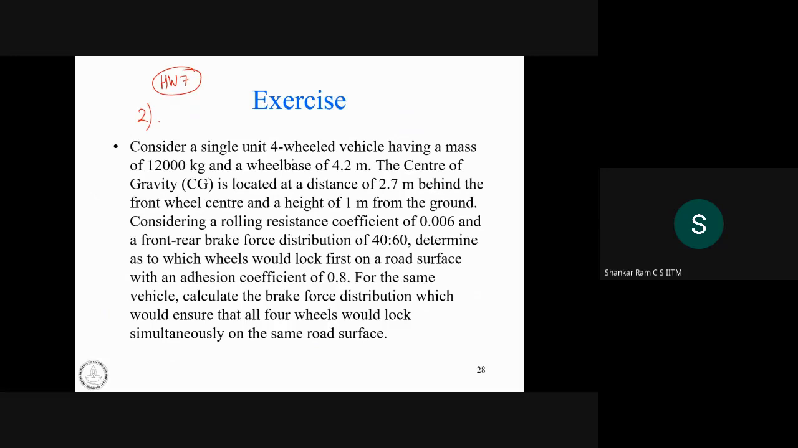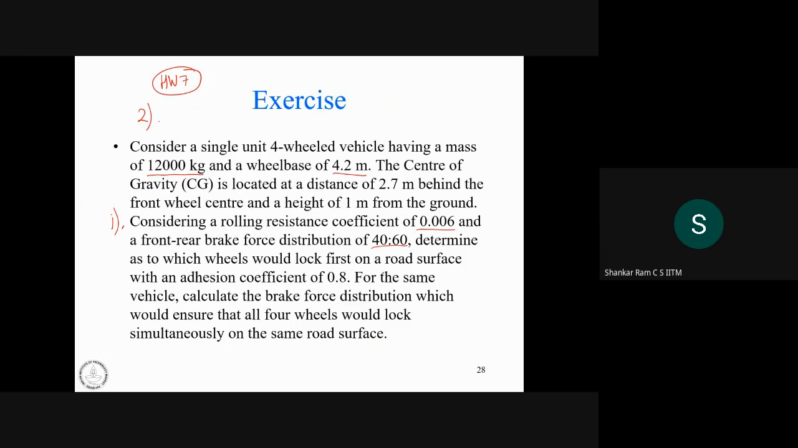I am giving you a four-wheel vehicle having a mass of 12,000 kilograms and a wheelbase of 4.2 meters. Then I am giving the value of L1 as 2.7 meters and height as 1 meter. The rolling resistance coefficient is given as 0.006, and let's say KBF is 0.4, KBR is 0.6. So this is the first problem. Here I have given you KBF equals 0.4, KBR equals 0.6.